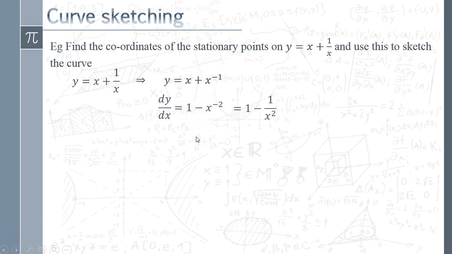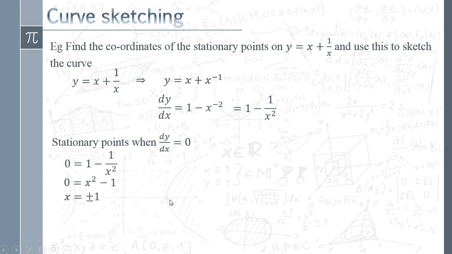And the stationary points are when dy dx equals 0. Notice I've put it back into this fractional form here, because I think it's sometimes easier to do when you're solving things. It's easier to deal with it in this form than this one, but it's entirely your choice what you want to do. And so we've got that, multiply the whole thing through by x squared, and we've got x is plus or minus 1. So we've got two stationary points.